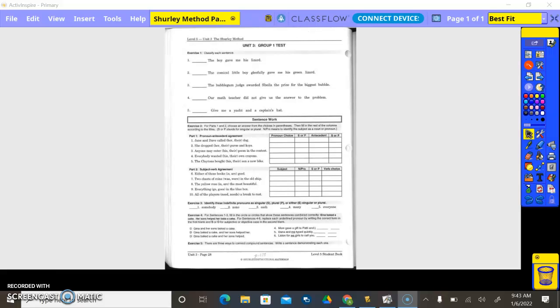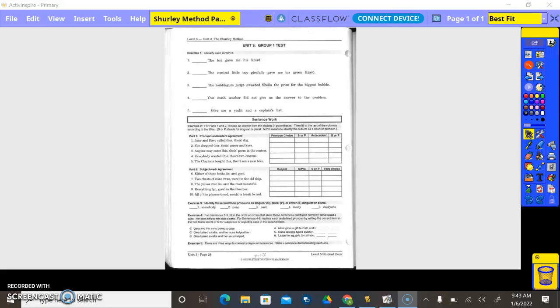Grade Shurley Method, page 28, Part 2. Parts 1 and 2: choose an answer from the choices in parentheses. Then fill in the rest of the columns according to the titles. S or P stands for singular or plural. N/pro means to identify the subject as a noun or a pronoun.